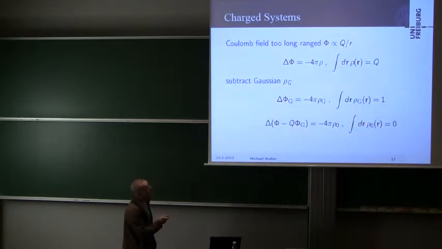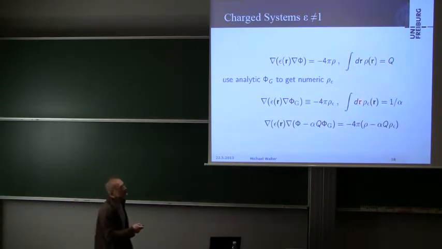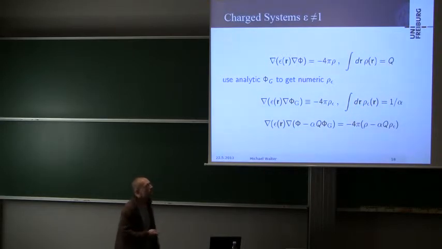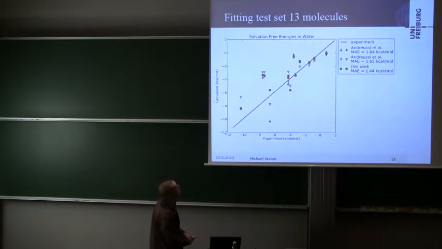But now we do not know this relation anymore, because we have a different Poisson equation. So the nice idea that Alex had was to use the analytic Gaussian that we know, apply the numerical modified Poisson equation, and get out a numerical density which corresponds to this analytic solution. Clearly the integral is no longer 1 like before for the Gaussian, but now it's 1 over some alpha. Doing this integral, we know alpha, and if we weight this Gaussian field by alpha and Q, then we again get the equation for a neutral system. So it solved this problem.